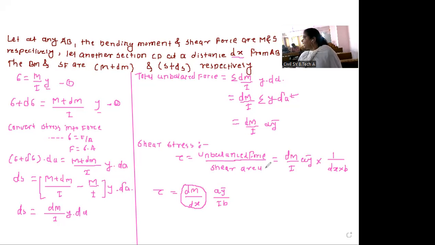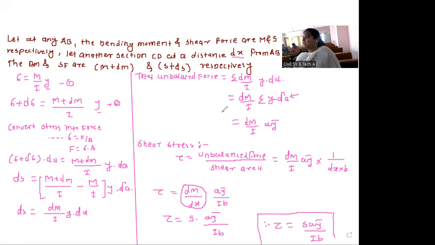When we take the derivative of moment, at that time you will get shear force S into A y bar divided by I b. Got it? Already we have discussed this in unit number 5. When we take the derivative of moment, you get the shear force. So S A y bar divided by I b. Therefore, shear stress is equal to S A y bar divided by I b. This is the equation for finding out shear stress.